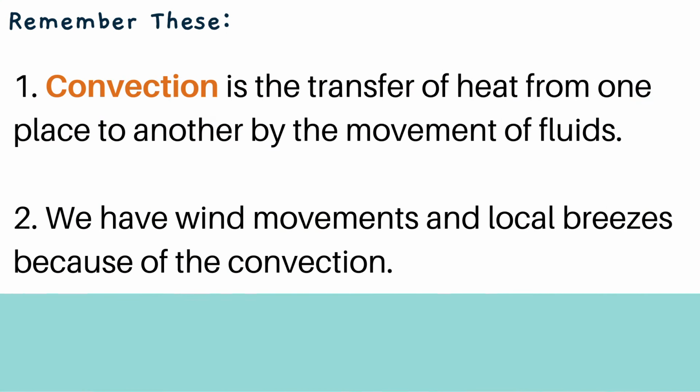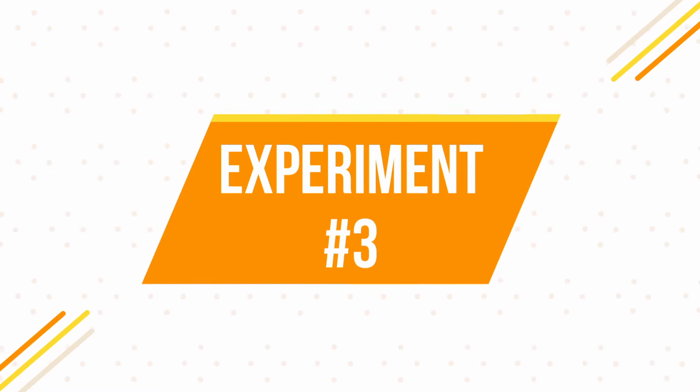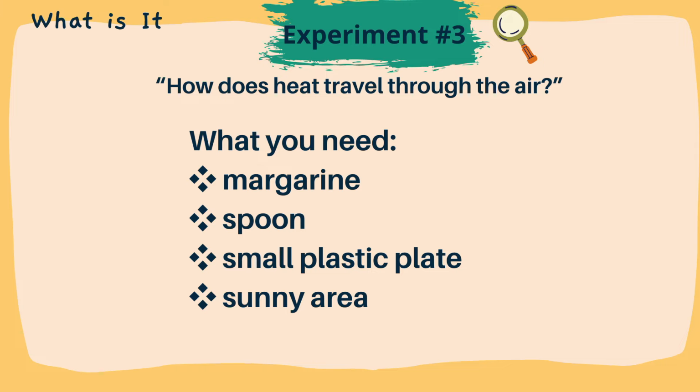Class, remember these following facts. Convection is the transfer of heat from one place to another by the movement of fluids. We have wind movements and local breezes because of convection. Now, let's do experiment number 3. How does heat travel through the air? For this experiment, you will need the following: margarine, spoon, small plastic plate, and a sunny area.